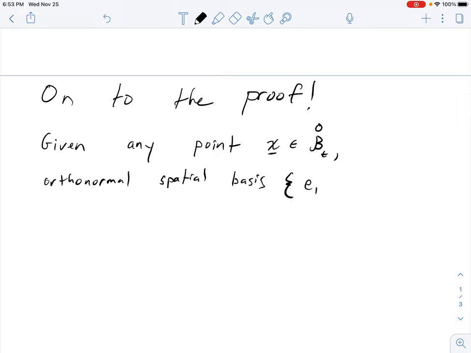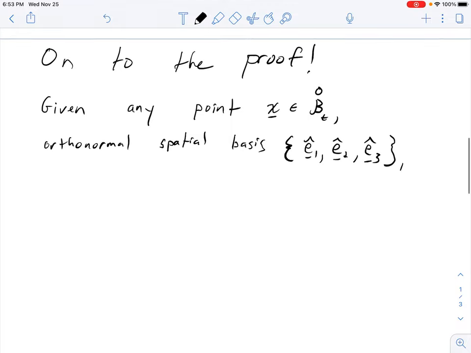So we have E1, E2, and E3. And a unit vector A, such that its inner product with all of them is greater than 0. We'll make it a hat. Pretty much guarantee I'll forget to put the hat over the A, so if I do, remember that it's the same A. We're saying it's unit magnitude.